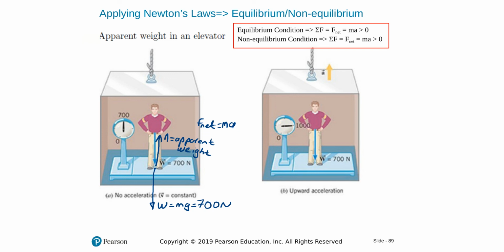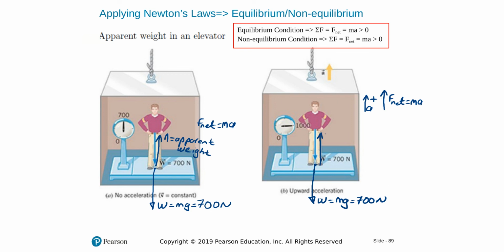For example, if the elevator is accelerating upward, I right away stop and say, okay, upward is positive then, because a is upward, and Fnet should be upward because it's equal to ma. A is upward, Fnet is upward. So up is positive. Then I show my forces. Weight is already shown on the person, but I'm going to show it again on the scale here. Weight, that's mg. That's equal to 700 newtons here.